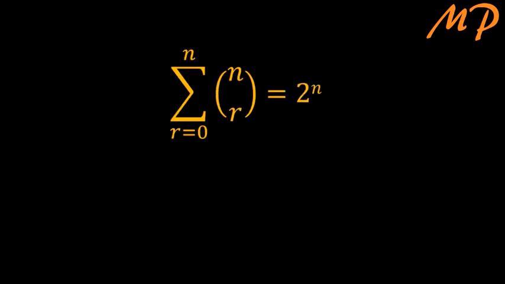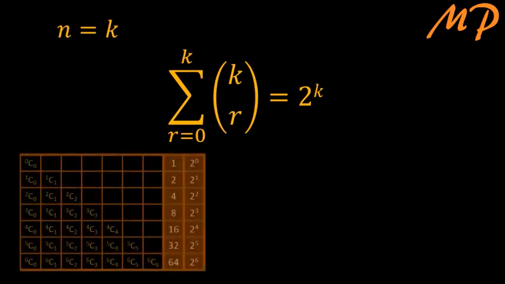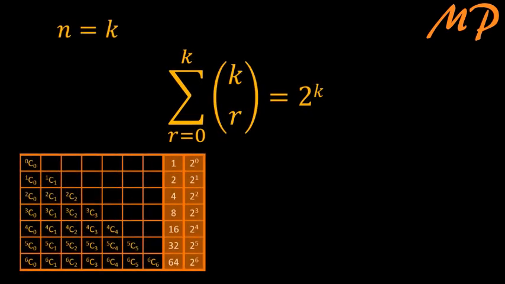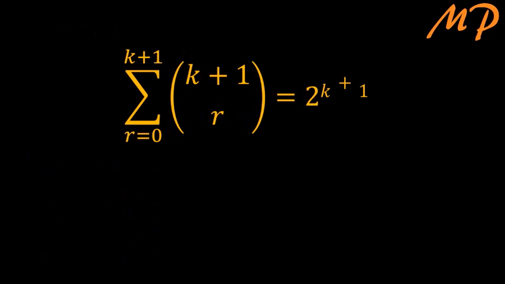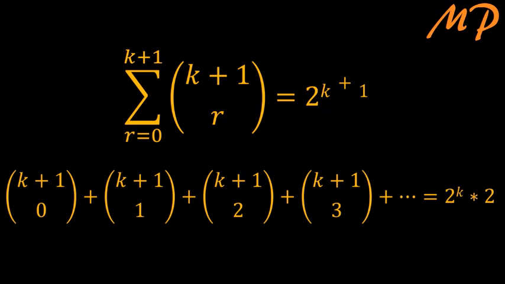Earlier in this video I said that the sum of all the combinations in the nth row is equal to 2 to the power of n. I will use a method called mathematical induction to prove this. Let's say n is equal to k. From this table, we know that there exist some values of k for which the statement is true. Now all we have to do is prove that this statement is true when n is equal to k plus 1. On the left-hand side, I can expand the sum, and on the right-hand side, I can write 2 to the power of k times 2.